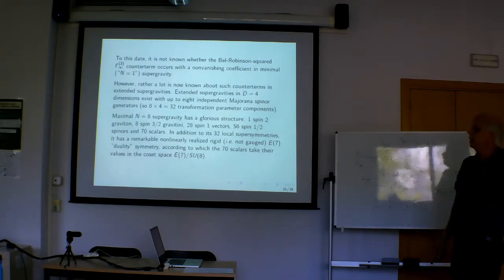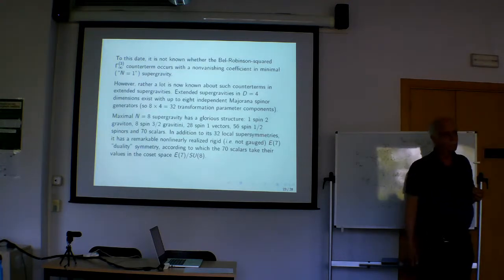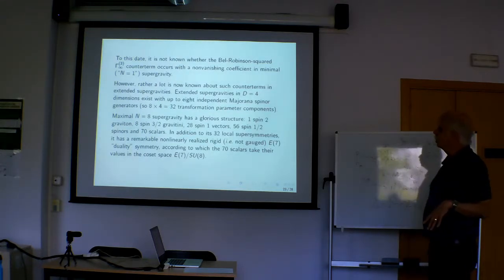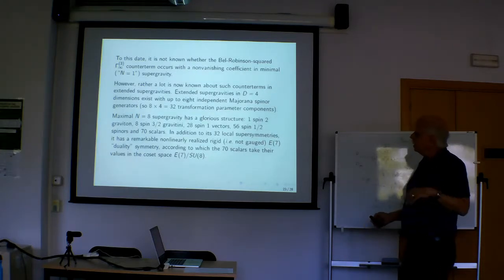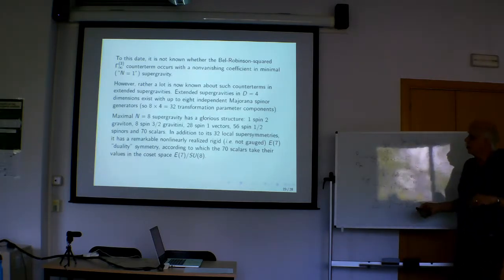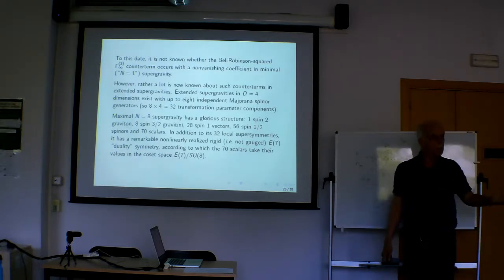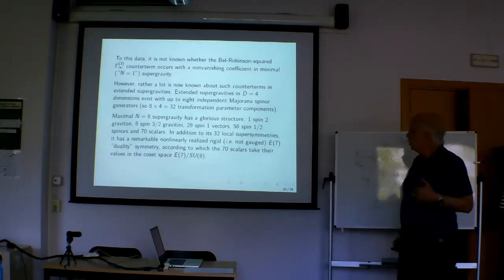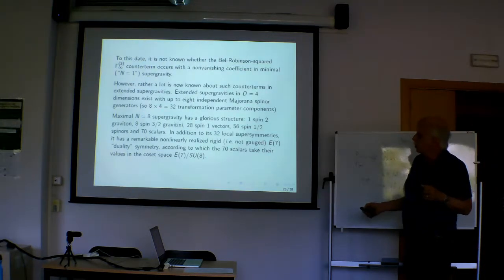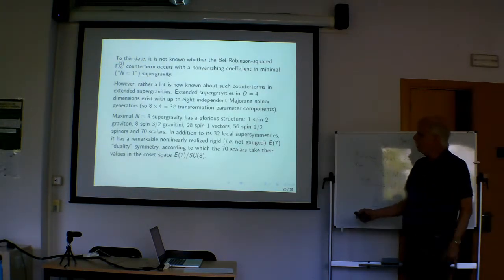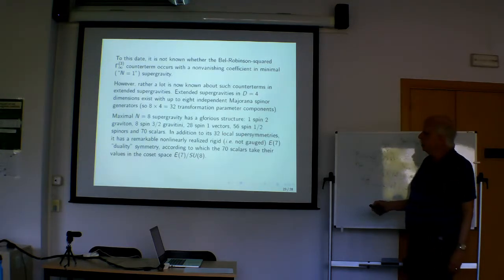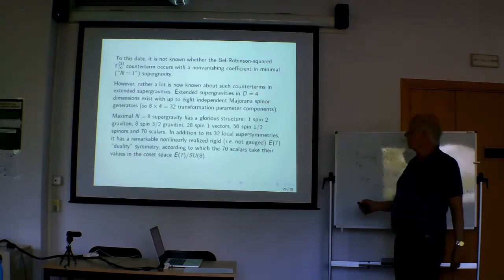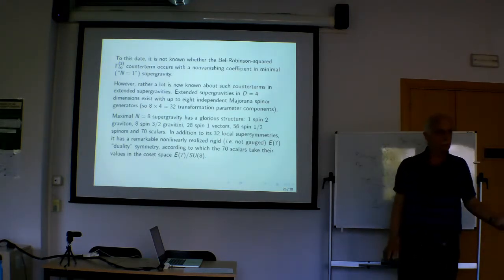Now, to this day, it's a 3-loop calculation. We don't know the answer: what the coefficient of that is in pure N=1 supergravity with 1 gravitino field. Now, strangely, rather a lot is now known about such counterterms in extended supergravities. You can have more gravitini, and you can go up to 8. It's the largest supergravity theory in 4 dimensions. It's a glorious theory: 1 spin 2, 8 spin 3/2, 28 spin 1, 56 spin 1/2, and 70 scalars. It is very nonlinear.